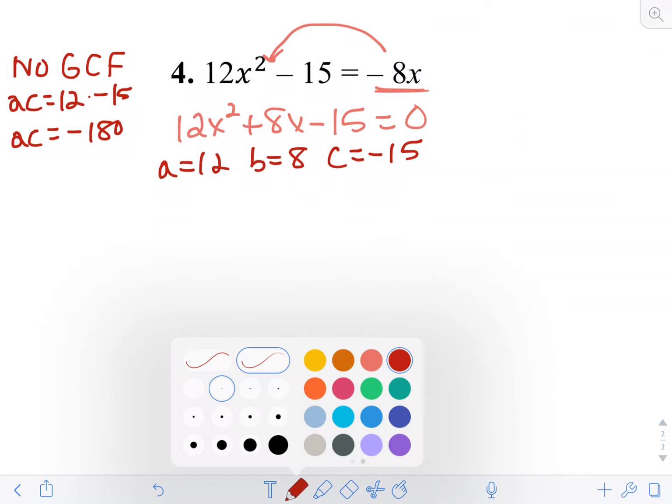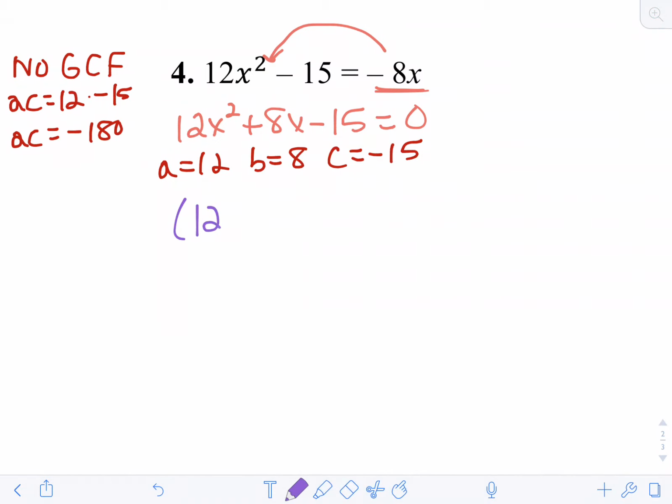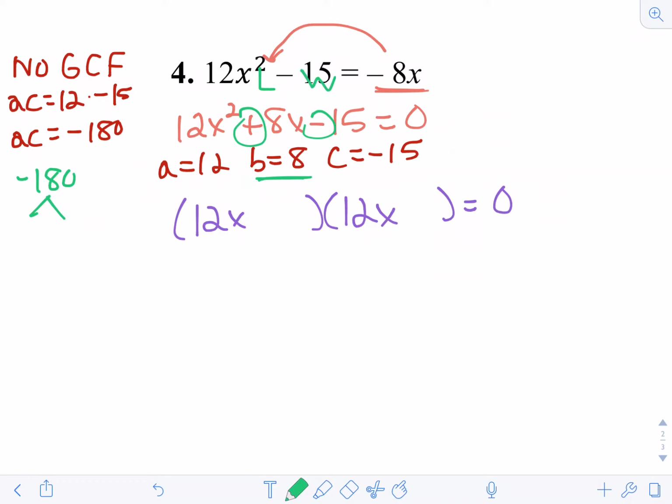All right, so I know that my answer is going to look something like this. We're going to have 12x plus or minus something, 12x plus or minus something is equal to 0. I need two numbers that will multiply to give me negative 180 and add to give me 8. So looking at my signs here, because I have a negative in the back, I automatically know that we're going to have a loser and a winner. My winner is the positives and the loser is the negative.